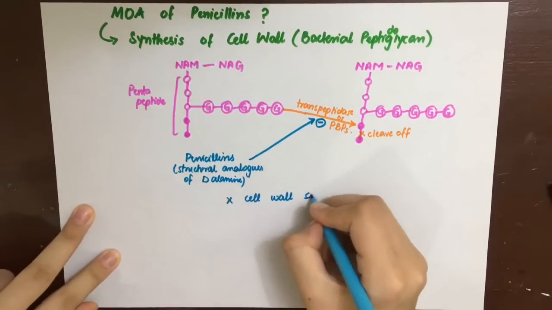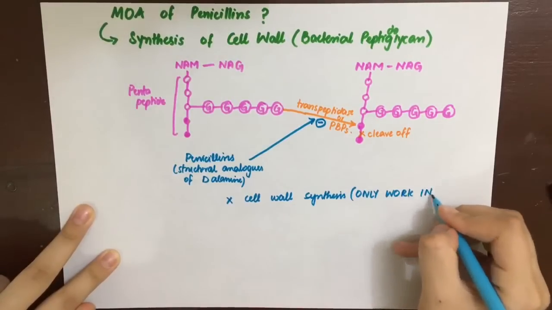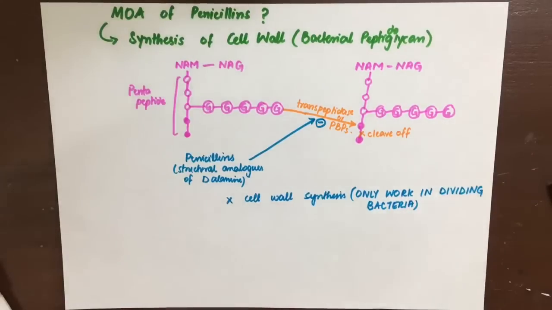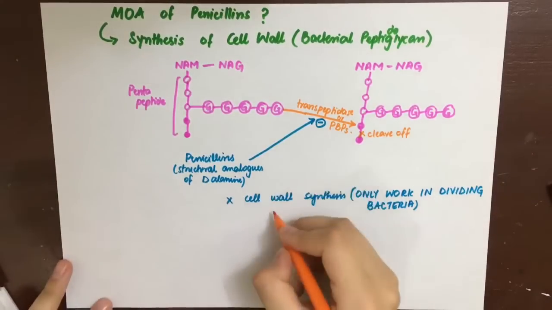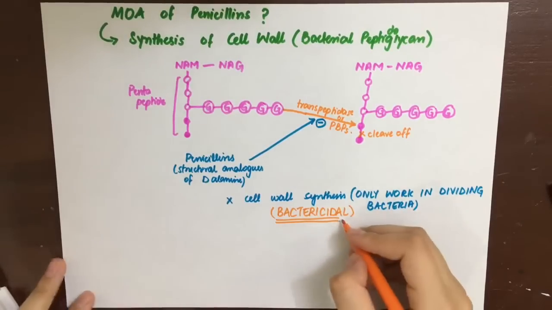Now, one thing to remember is that penicillins or any cell wall inhibitor will only work on rapidly dividing bacterial cells, because only these cells will be synthesizing cell walls and provide targets for penicillin and other cell wall synthesis inhibitors.